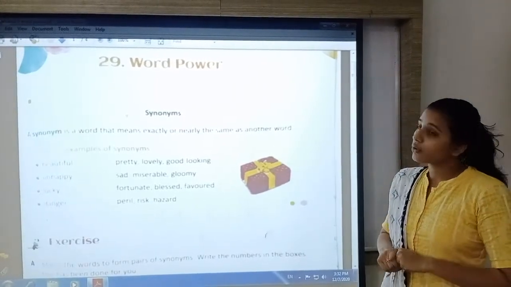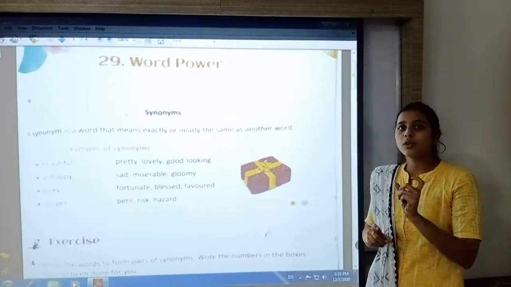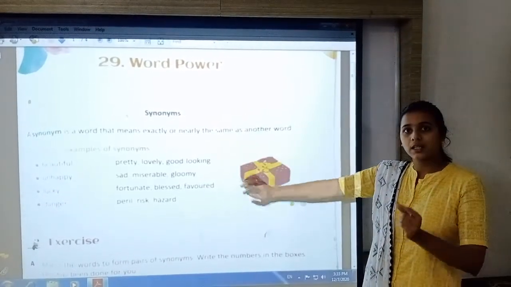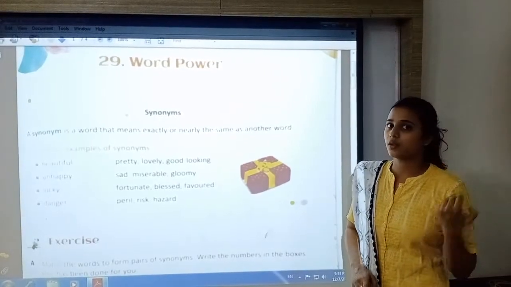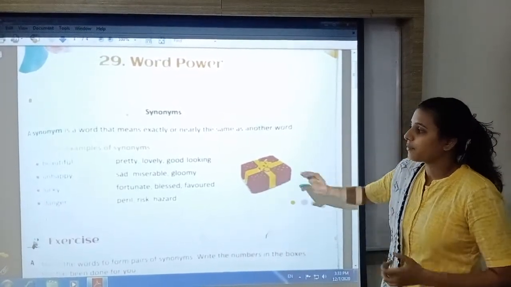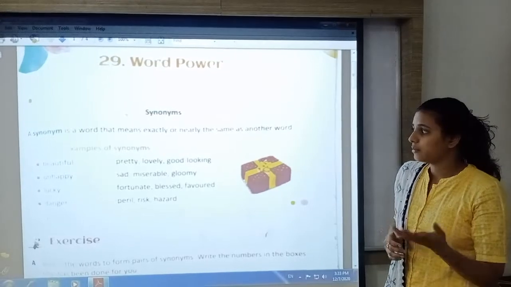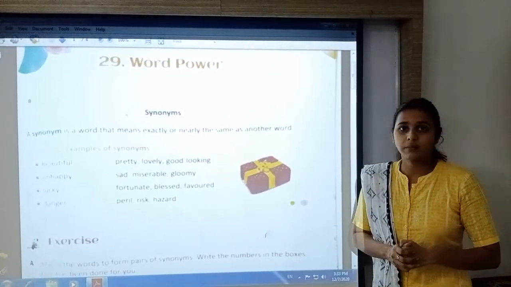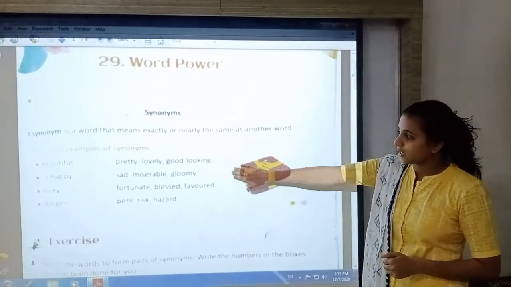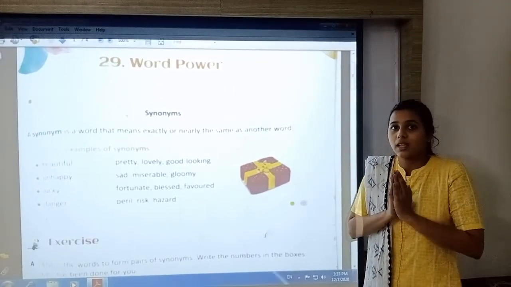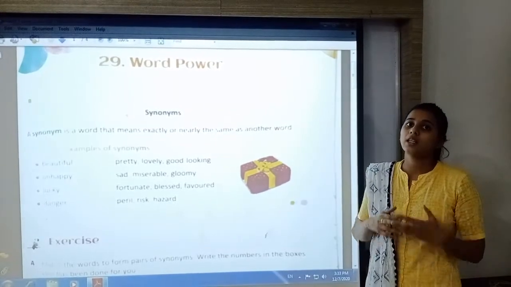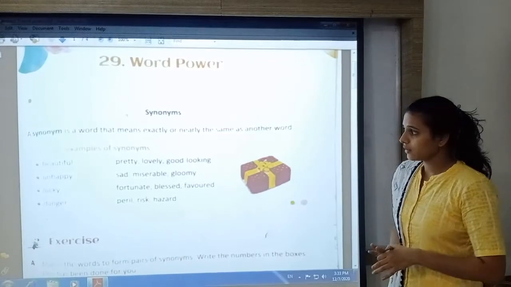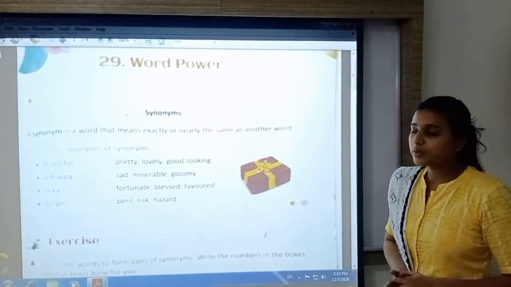Beautiful, pretty, lovely, good looking. All these words mean सुंदर. So ये सारे words का meaning same है, इसलिए ये synonym है. Unhappy, that means sad, miserable, gloomy, मतलब दुखी, upset. So ये सारे words का meaning भी same है. That is why these words are synonyms of unhappy. Okay. Now let us see another example.